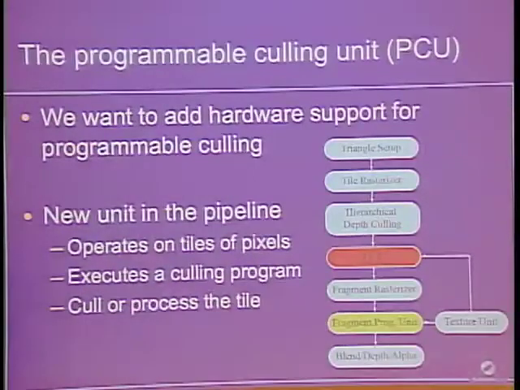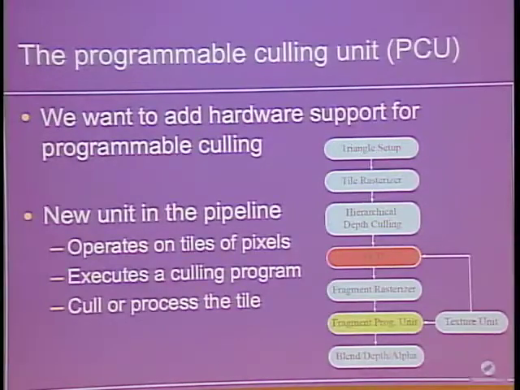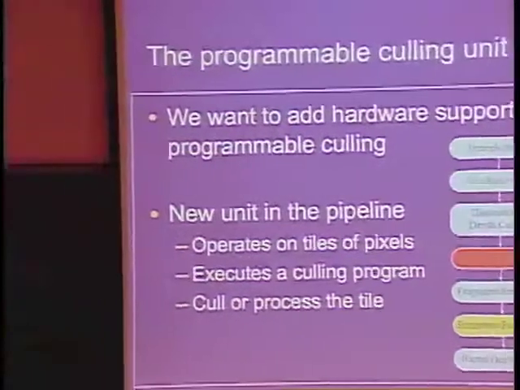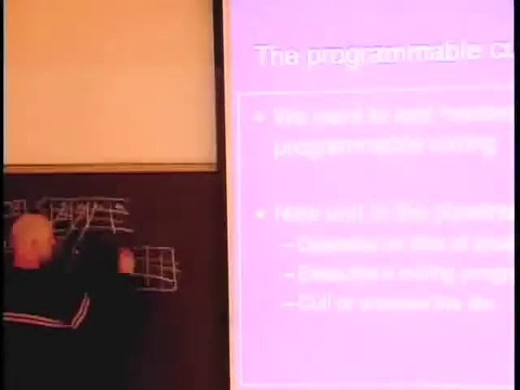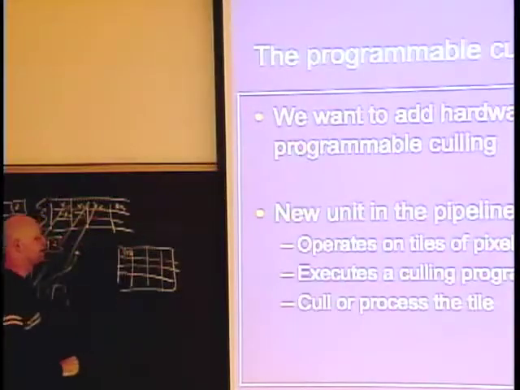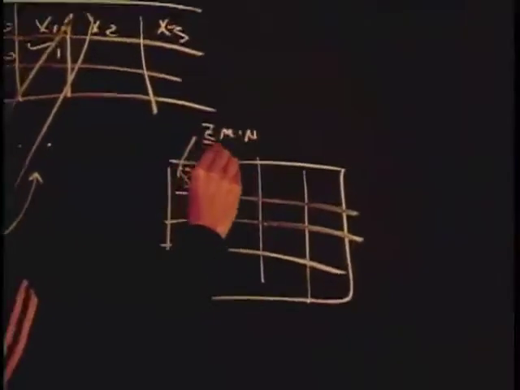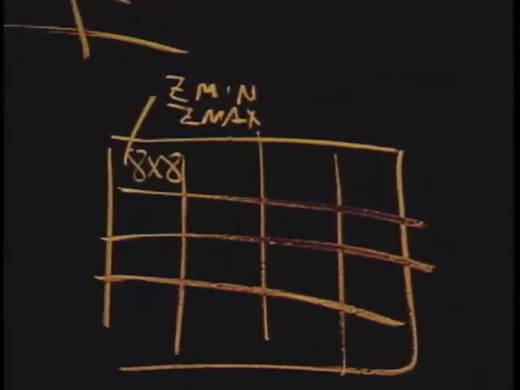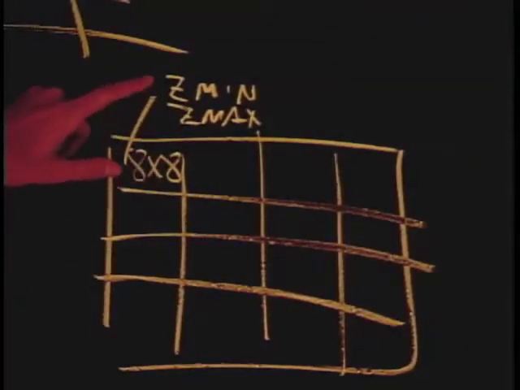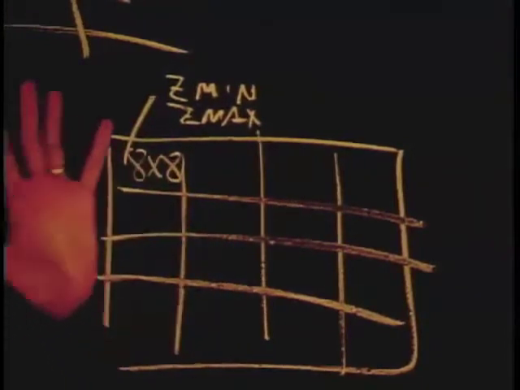Let me recap just a second about this hierarchical depth cull. If you remember the way this worked, writing on the board, we take our screen and divide it into tiles. Maybe this tile is an 8x8 tile. Associated with every tile is an on-chip Z-min value and Z-max value. When a tile comes in and needs to be rasterized, you can compare against this Z-min and Z-max for the whole tile.